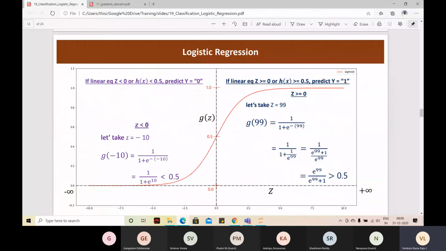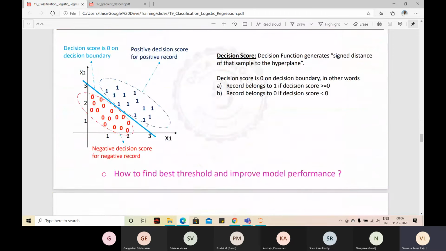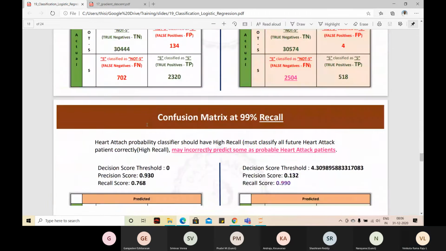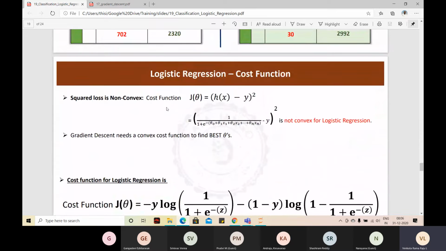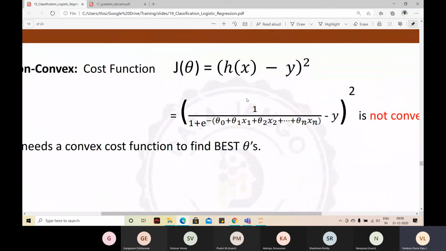The hypothesis function is good. It is generating a number close to 0 for the records where the y value belongs to 0, and a number close to 1 for the records where the y value belongs to 1. But while doing that, it should keep an eye on the cost function. Will it use the same squared loss? No. Because if you use the same squared loss, see this, that's a very complex equation: 1 by 1 plus e power minus theta 0, theta 1 and so on, theta n, x, minus y, whole square is the cost function.